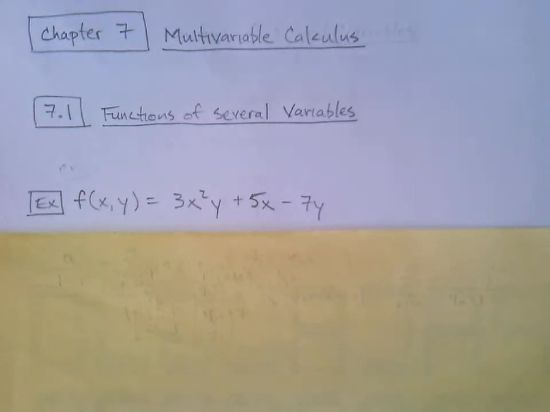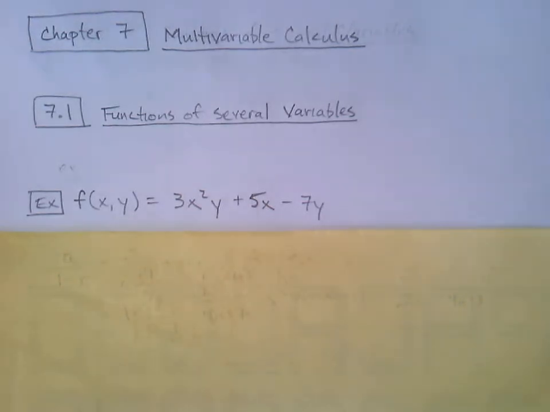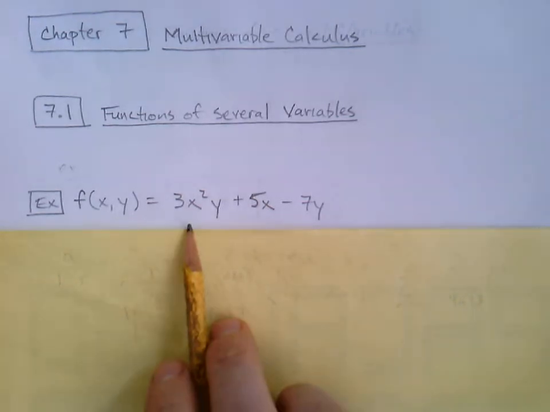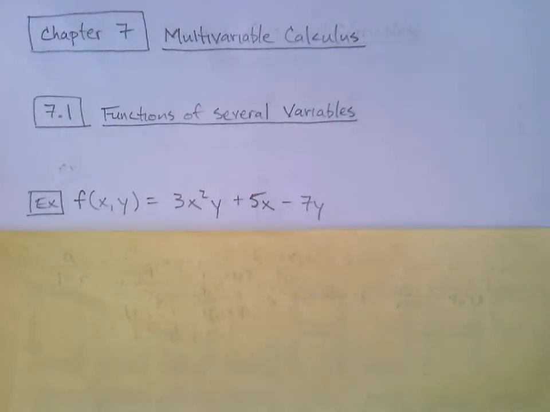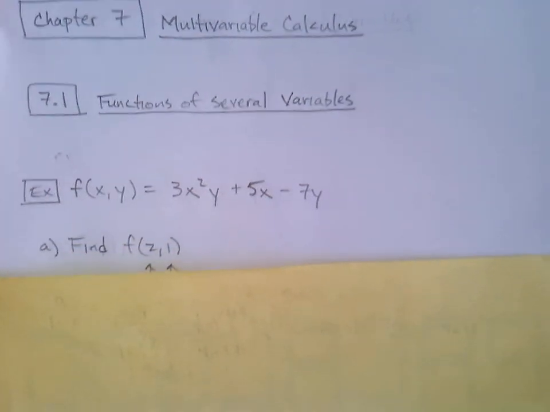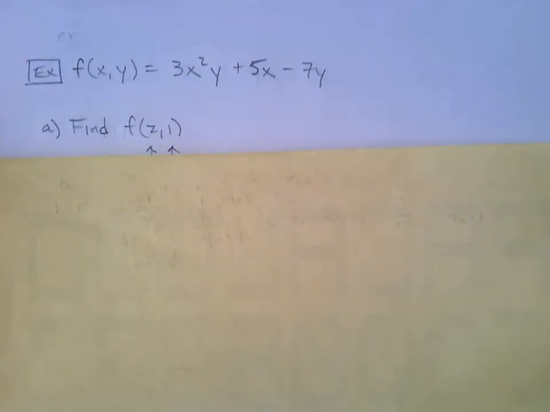So, for example, consider this function of x and y. So we say f of x comma y, and then the equation, of course, will involve both x's and y's. So this one, I thought this would be good: 3x squared y plus 5x minus 7y. Okay, so what might we do with that? Well, first we just want to present it. We probably never thought of a function of having two variables in it before. We're going to evaluate this function in several different ways.